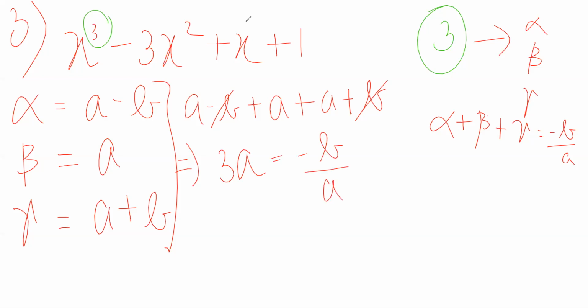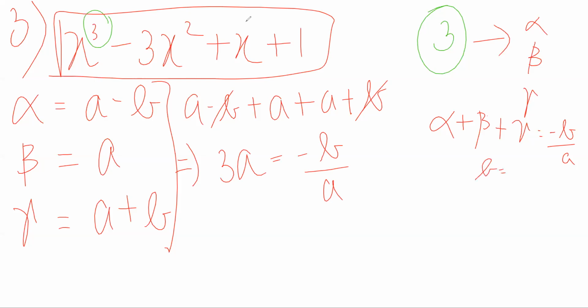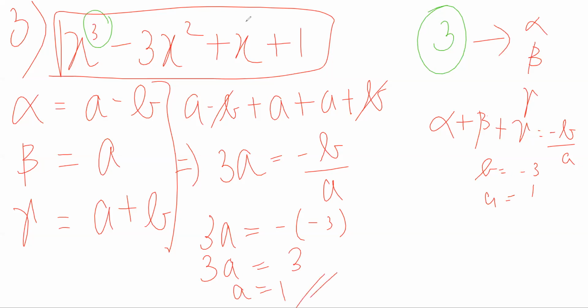What is minus b? When you compare this equation with the general form, you get b as minus 3, and a is 1. Now 3a is equal to minus of minus 3. So 3a is equal to 3 and a is equal to 1. Okay, so we have found that a is 1.